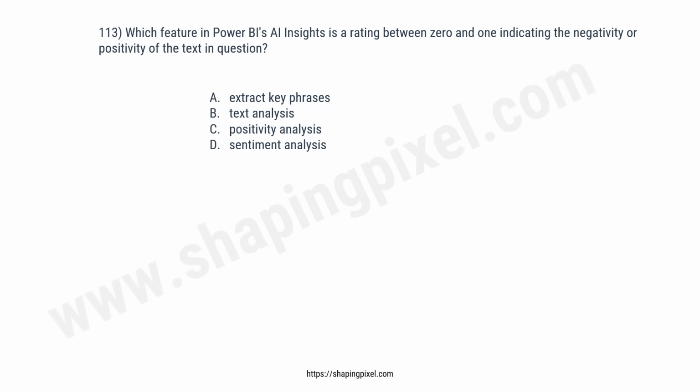Question number 113. Which feature in Power BI's AI Insights is a rating between 0 and 1 indicating the negativity or positivity of the text in question? And we have four options. Option A, extract key phrases. Option B, text analysis. Option C, positivity analysis. And option D, sentiment analysis. So the right answer here is option D, sentiment analysis.